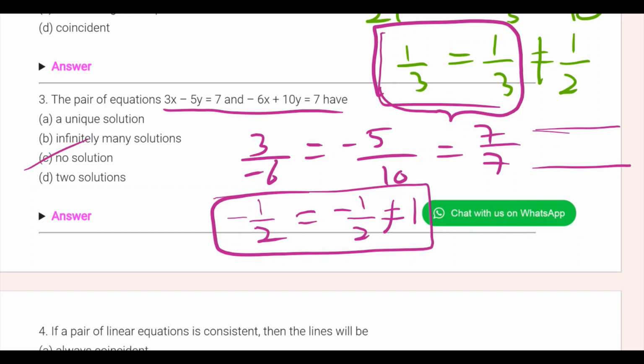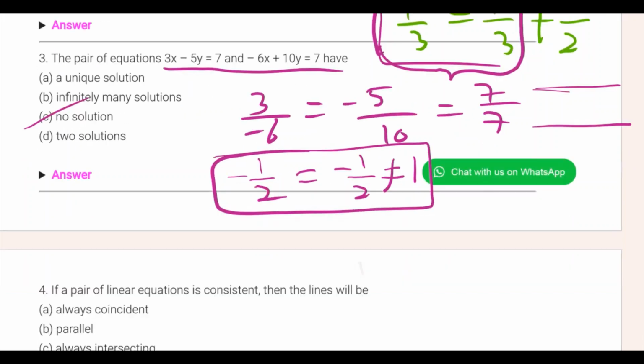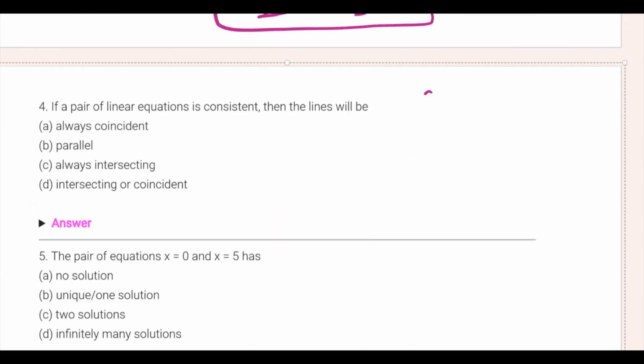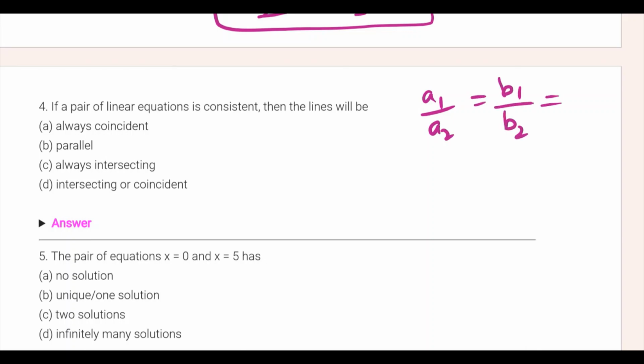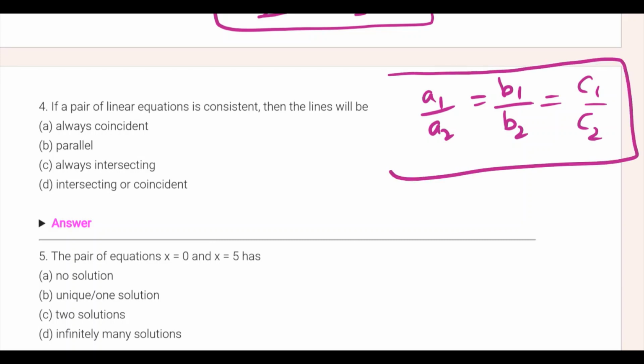You can definitely expect a question on these models basing on the ratios. Let's discuss this first. a1 by a2 equals b1 by b2 equals c1 by c2. So these are the three ratios we can get. In this, if the first two are not equal, then we can say that the two lines are intersecting lines and we only get one solution here. Because we have a solution, we can say that it is consistent.